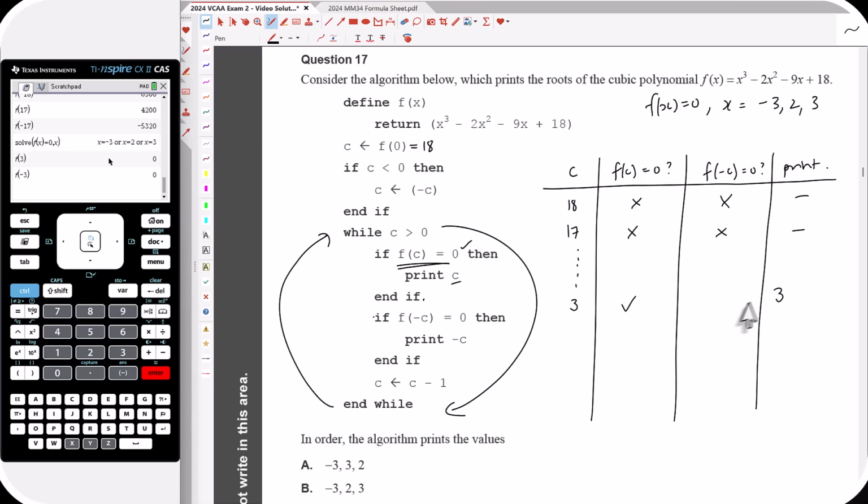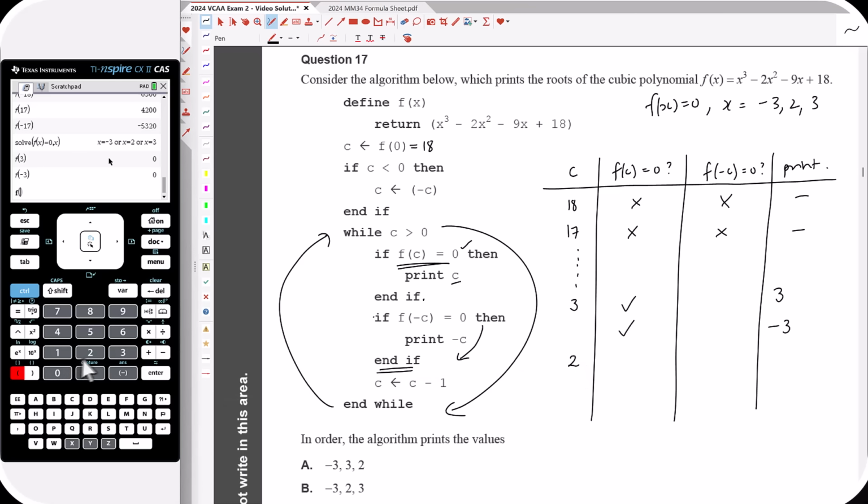So we haven't actually gone on to our next value of c yet, we're not to this point yet where we have to subtract 1 from c. And so then we're going to print -c, so we're going to print -3. Okay, so now we've got to the end of this second if statement. So we're here. We're going to now subtract 1 from c, which is going to make it 2. And then we're going to go again.